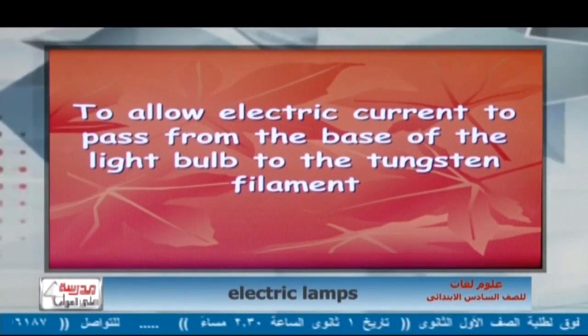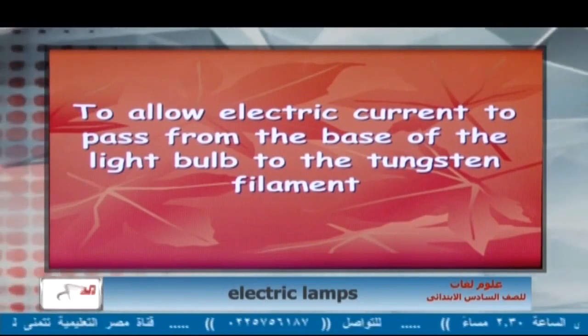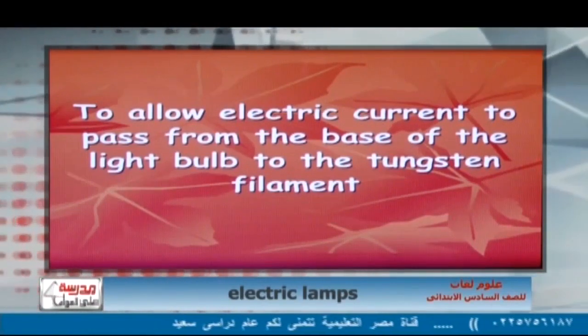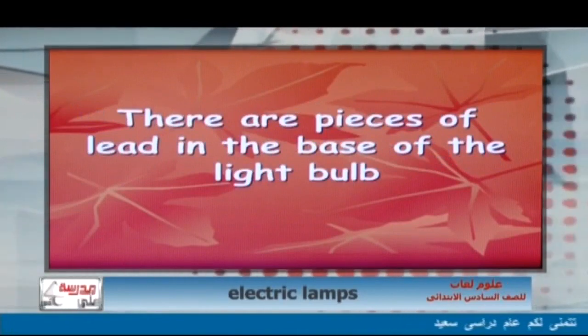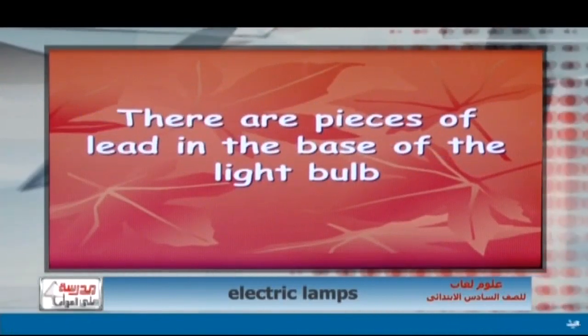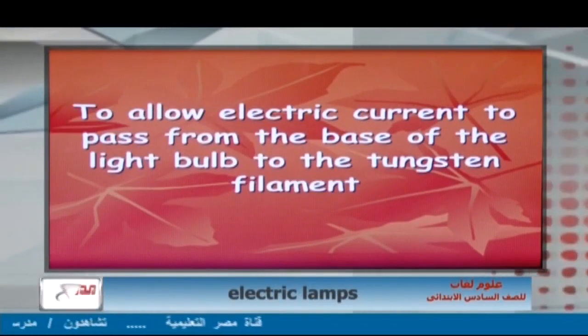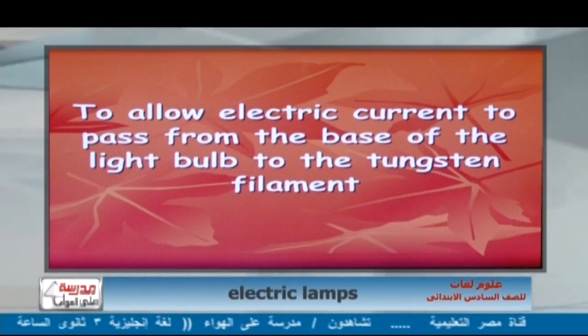عشان يسمح مرور التيار الكهربي من قاعدة المصباح للفتيل التنجستين أو ده بالتالي هيسبب glowing the tungsten filament and give out or give us light. Again, there are two pieces of lead. The question says there are two pieces of lead in the base of the light bulb. The question will be that to allow electric current to pass from the base of the light bulb to the tungsten filament.